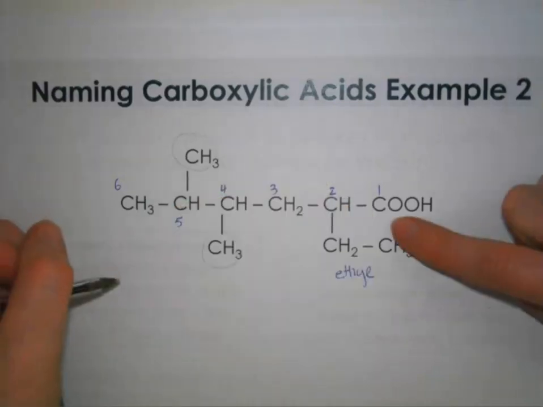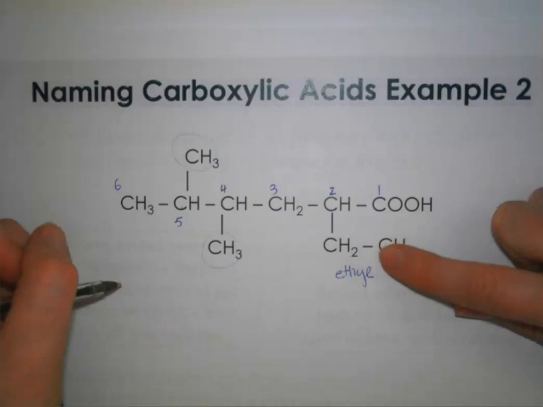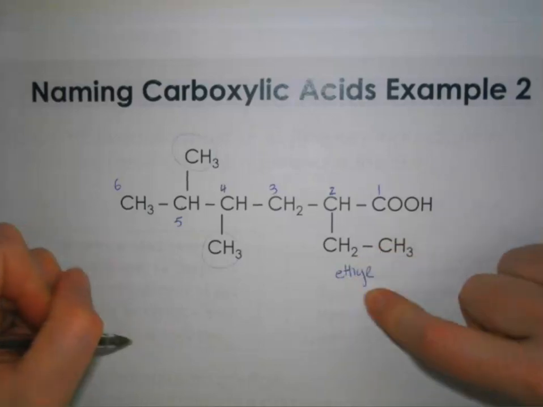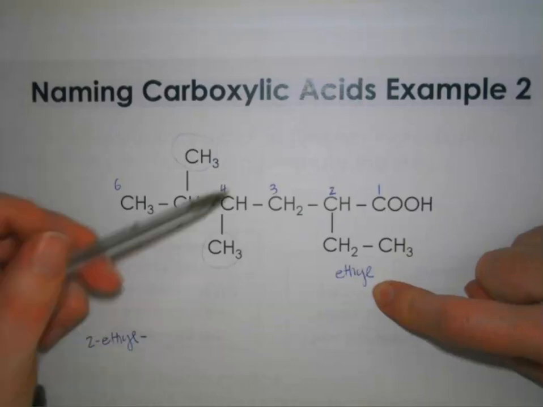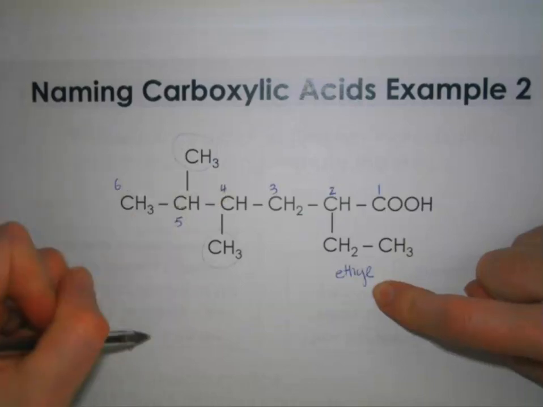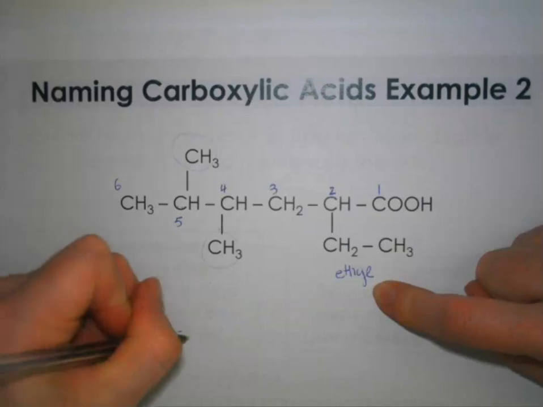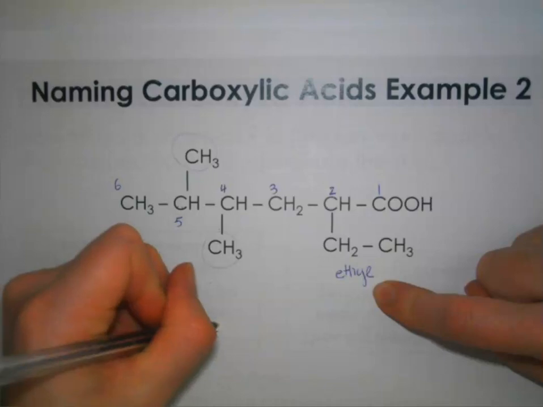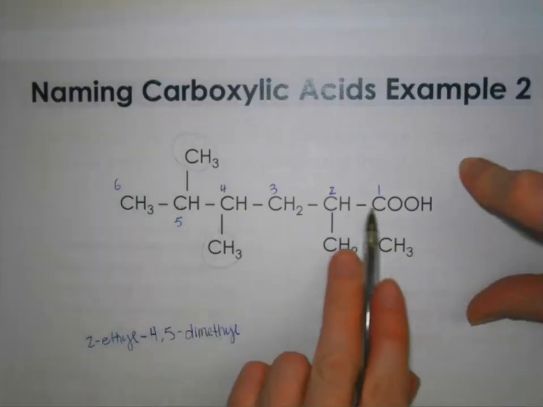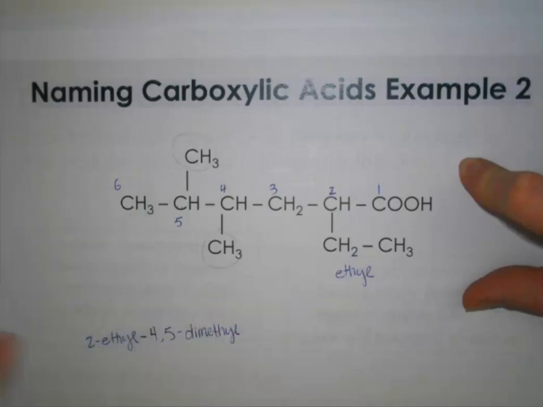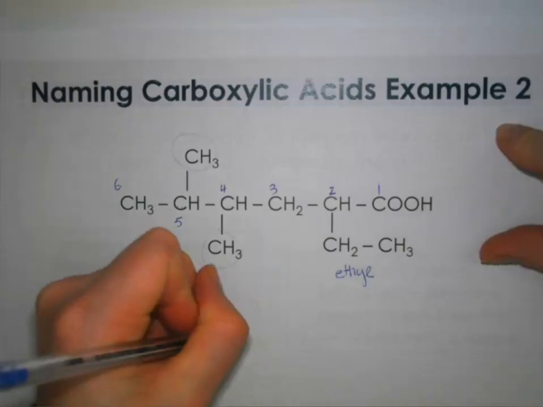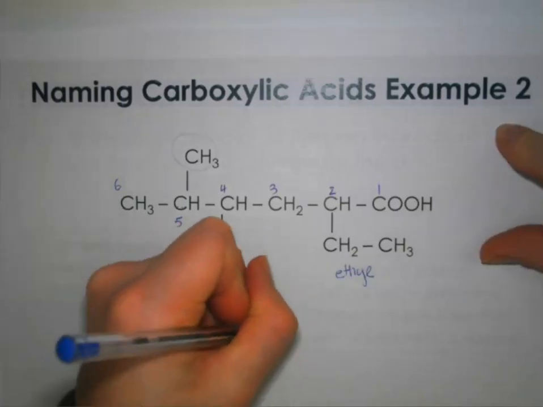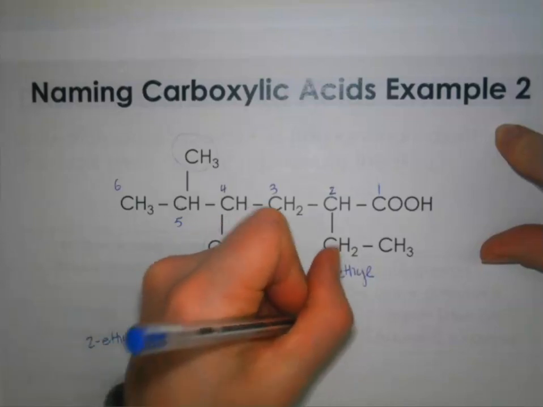Okay. So that means we're going to have, remember, you want to name your lower alphabetical group first. So we're going to have 2-ethyl, dash, and then our methyl groups are on carbon 4 and 5, so 4,5-dimethyl. And then our parent chain is 6 carbons long, so that's hexanoic acid because of our carboxylic acid group. So 2-ethyl-4,5-dimethylhexanoic acid. Okay.